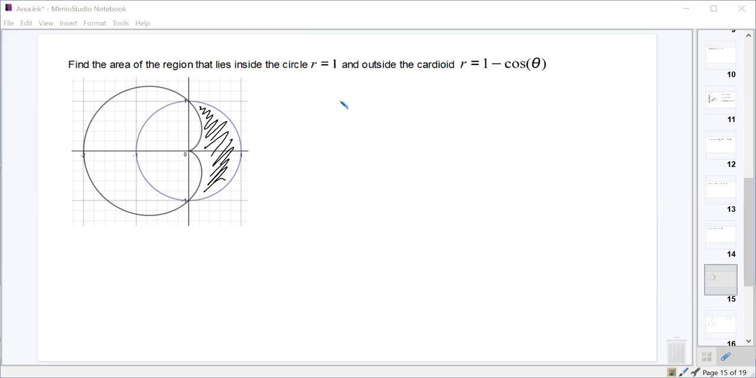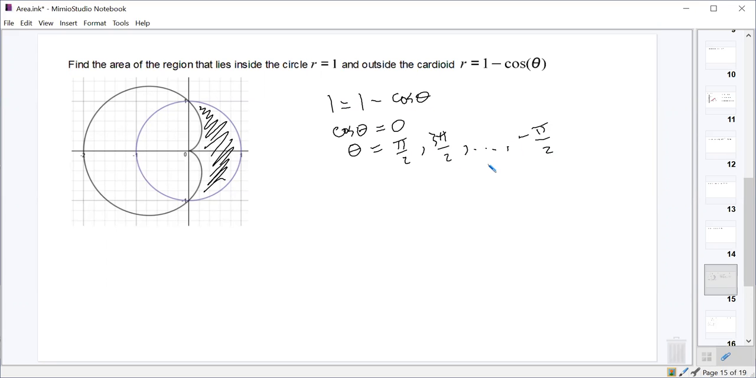So we just set the functions equal to each other. And that ought to give us what? Cosine theta equals 0. Or theta is equal to pi over 2, 3 pi over 2, etc. Everybody good there? We might also note that negative pi over 2 is one of those values. Everybody good with that so far?